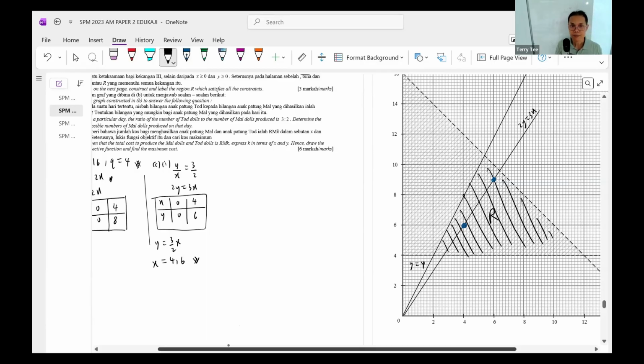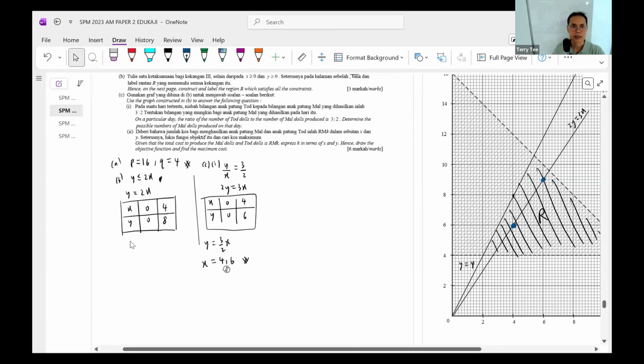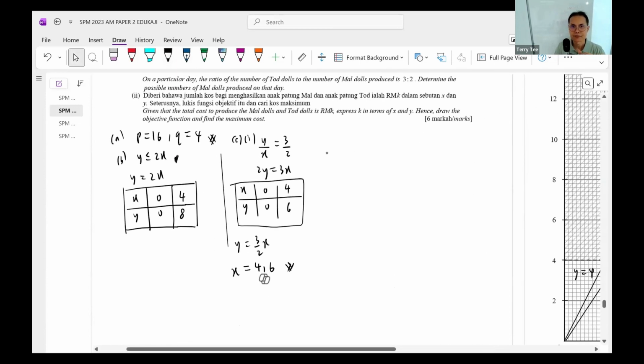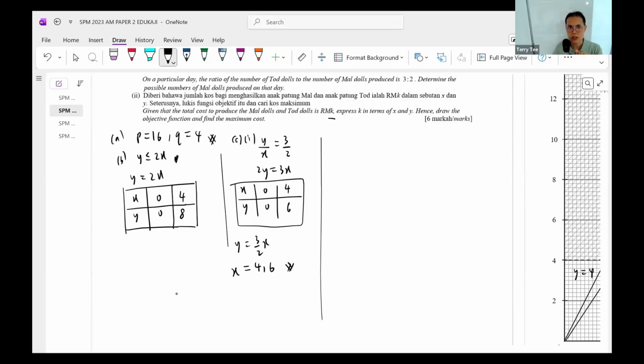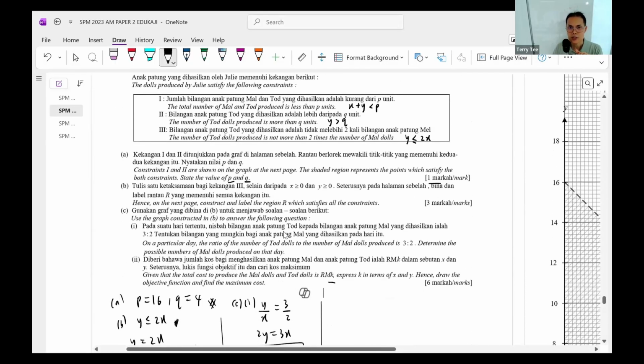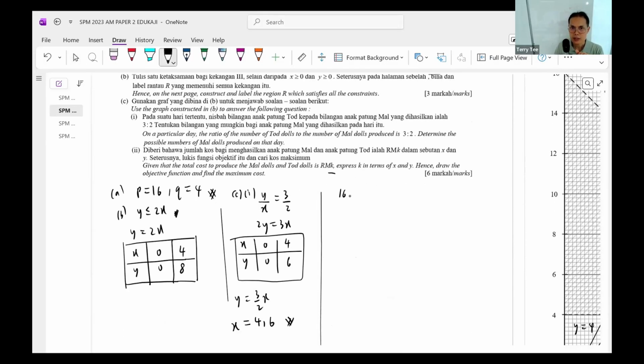Now next, let's look at the last part. This question will be different, right? Given that the total cost produced is RMK, express K in terms of x and y. K is your objective function. Let's look at the cost. What's your cost here? 1680 and 14. So 16.8x plus 14y equals K.